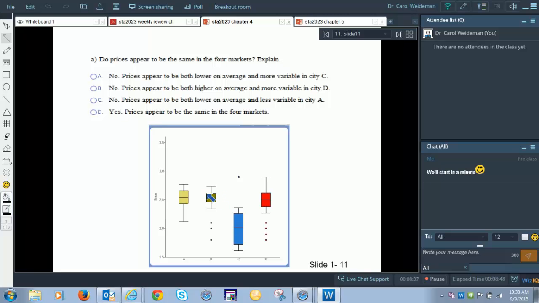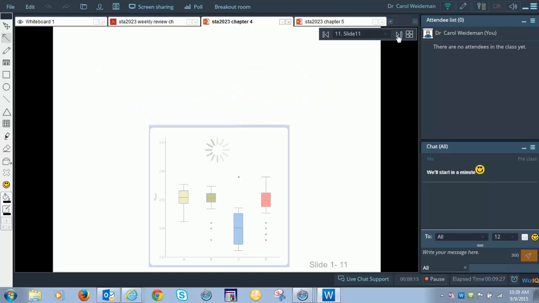Do the prices appear to be the same in all 4 markets? Okay, so let's take a look at the graphs here. If I look at the middle bar, which is the median for each group, it does not appear that this group is the same as the other groups. It appears to have a lower median. Let's look at the answers. No, the prices appear to be lower on average and more variable in city C. That sounds like a good answer. Appear to be higher on average and more variable in city D. Actually, no. Lower on average and less variable in A. They appear to be the same in all 4 markets. When you're reading a multiple choice question, make sure you read all the answers. And this first answer is the correct one. There's more variation here, and they appear to be lower.